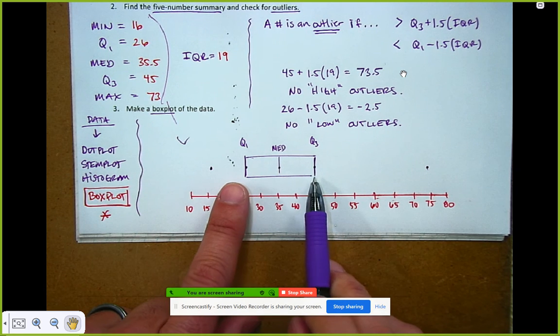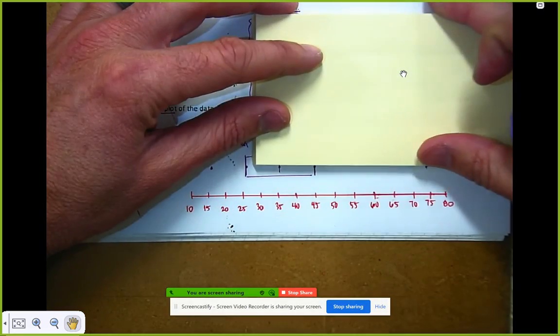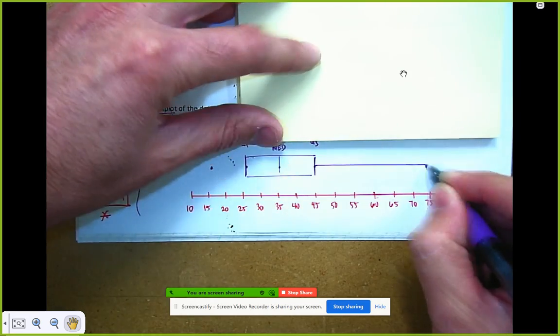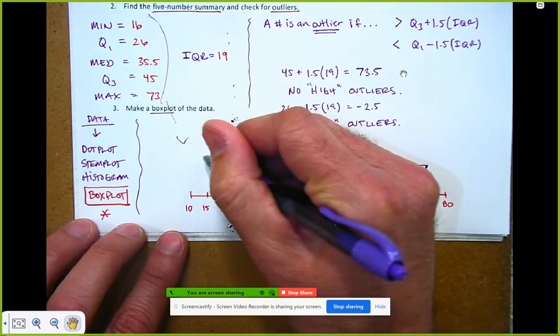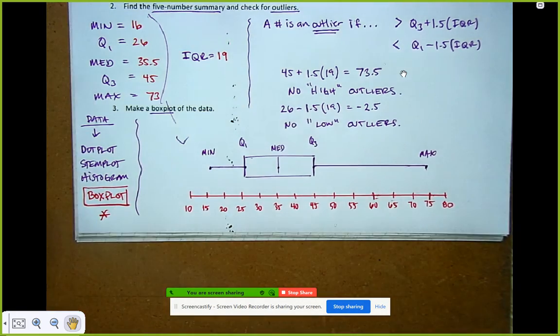Okay, so you drew your box, you drew in your median, and then you just extend out whiskers from the box to the data point, the max and the min. Okay, so that is another graphical display in addition to the other 3 that we've already learned. Okay, all right, I'm going to stop.